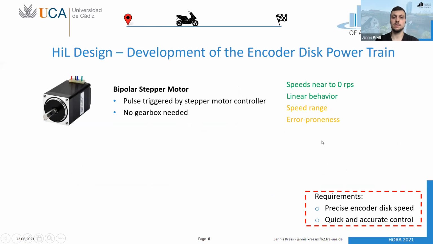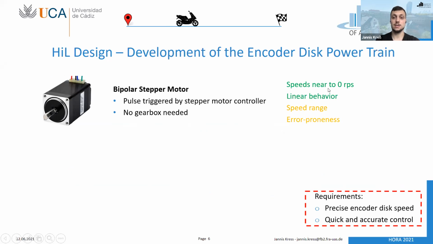So let's talk about the development of the encoder disk powertrain. At first I tried to set up a system with a DC motor, afterwards with a brushless engine, and at the end I'm happy with the bipolar stepper motor, because I do not need any gearbox, but of course I have to provide some pulses or a frequency that triggers the stepper motor controller to reach a certain speed.